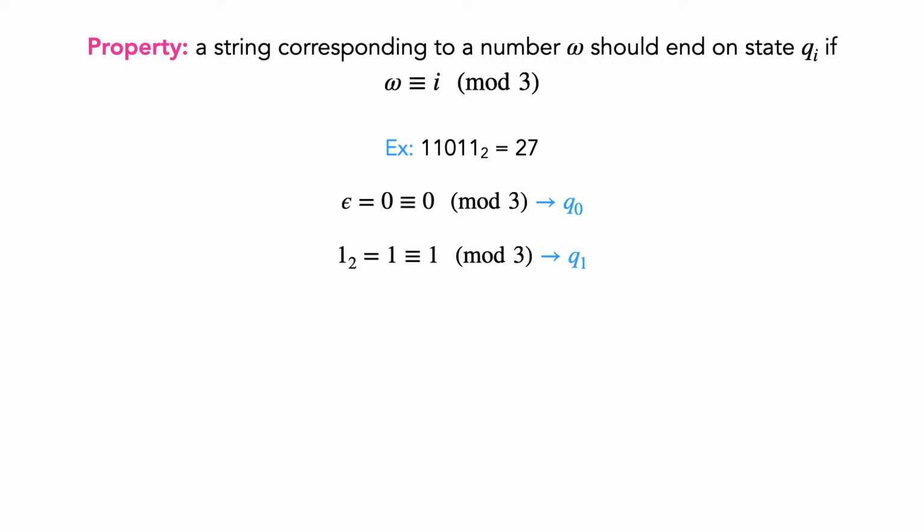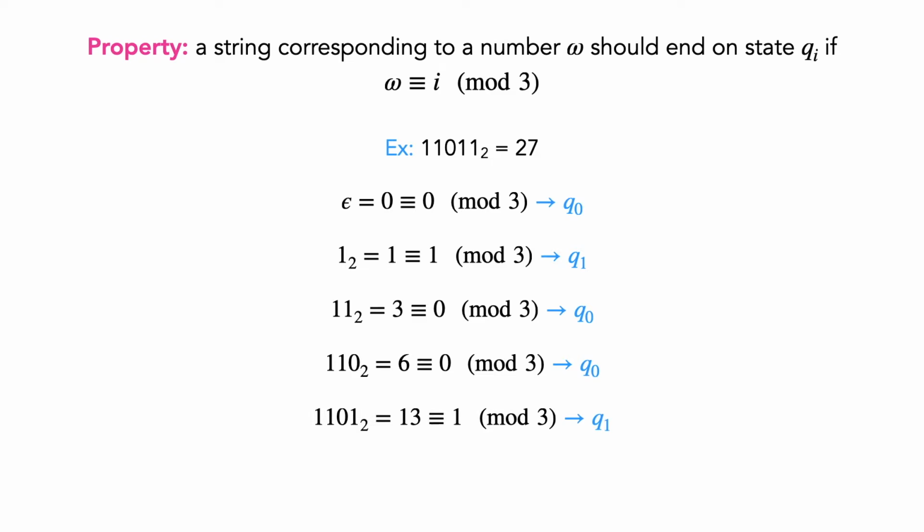Then we read in our second 1, which is going to bring us to 1, 1. And 1, 1 in binary is 3. And that's also 0 mod 3, so we're back at Q0. We read in another 0, that brings us up to 6, still 0 mod 3, so it's still at Q0. Then we read in our 1, and that brings us to 13, and 13 is 1 mod 3, so that brings us to state Q1. And then to top it all off, we have our final 1, and that brings us to 27. And 27 is 0 mod 3, so we land at state Q0.